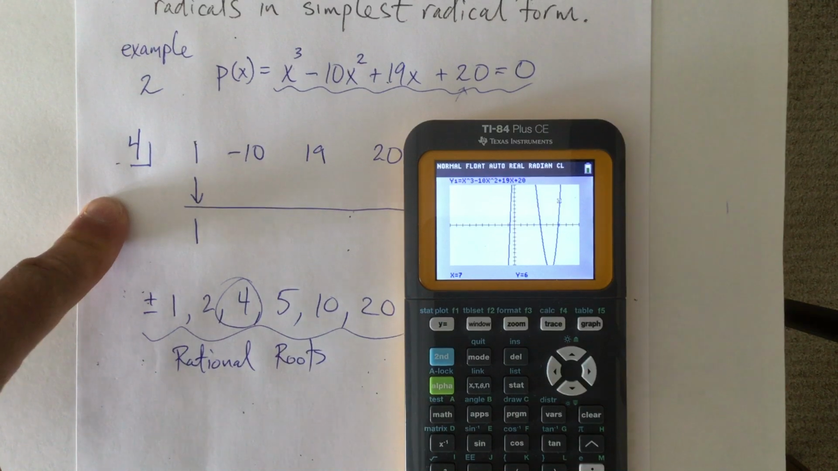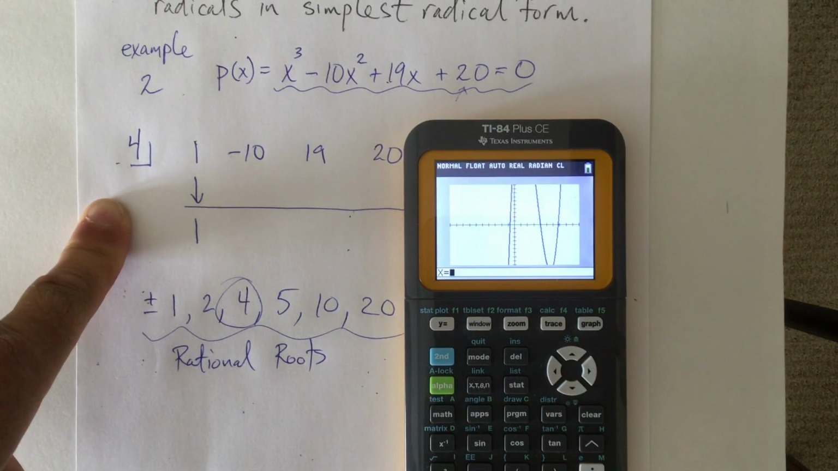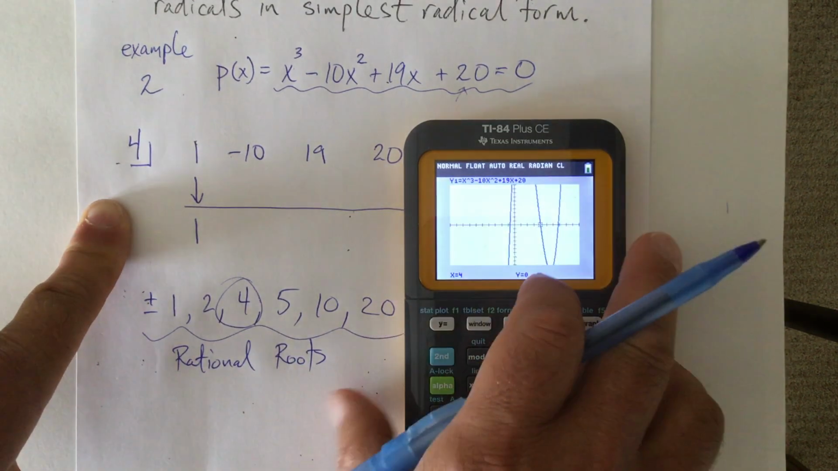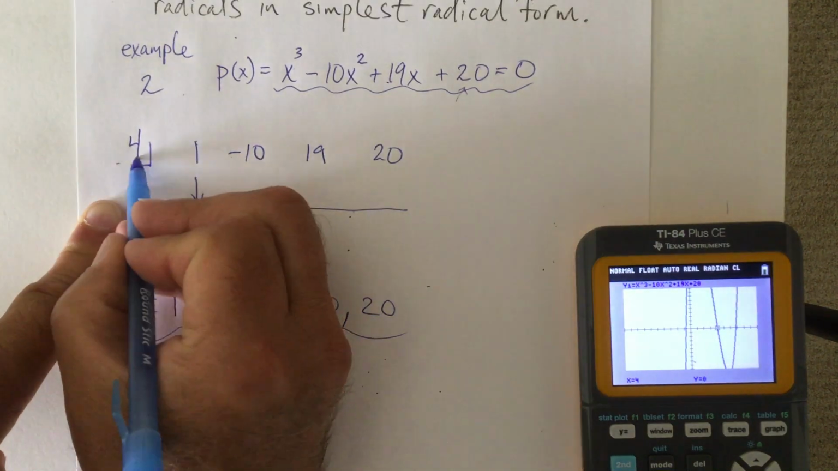Before I do that, I could verify that it's correct. I go second, calculate the value at 4. And what does it tell me? It says, you found me, baby. So I go, okay, good. I'm going to now move this out of the way for a little bit, so I have some room. And I'm going to use synthetic division.